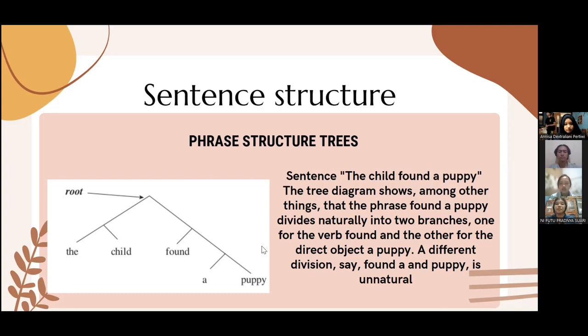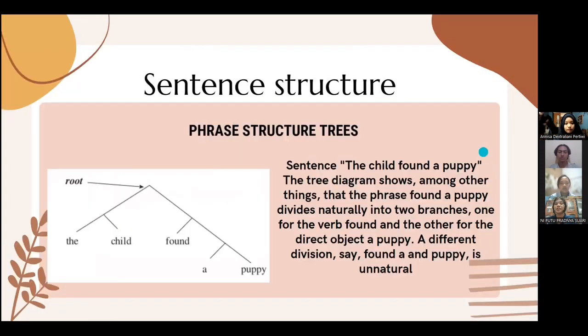I will explain about the trees first. So the tree is upside down. So the root is at the top, and the words in the sentence separate individually. So the word the is determiner, child is noun, found is verb, the word a is article, and the word puppy is noun.